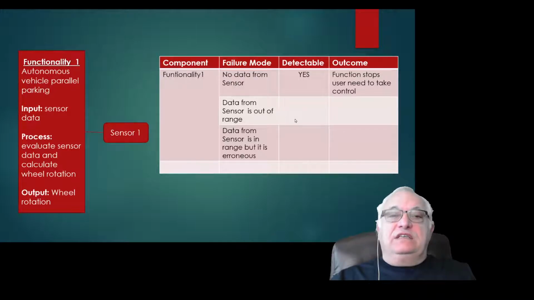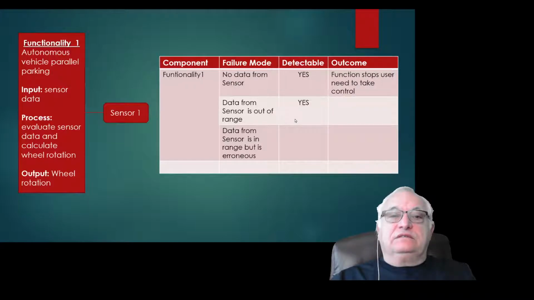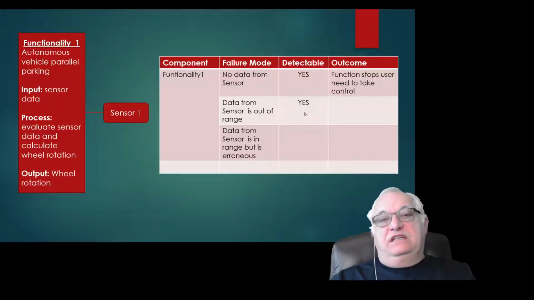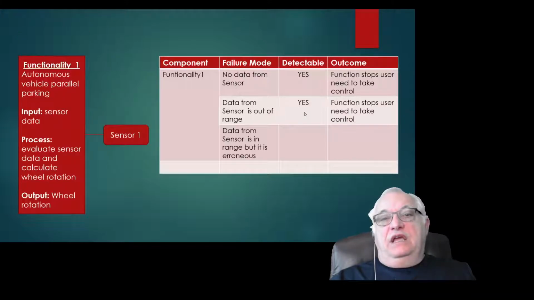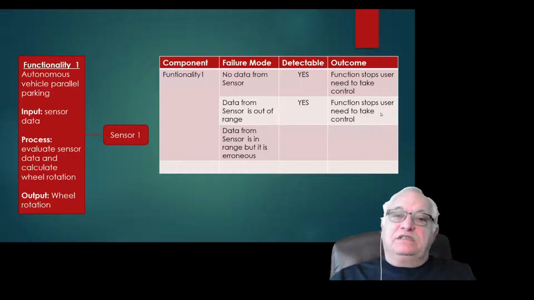So the second case, data from the sensor is out of range. Is it detectable? Yes, it's detectable. And the outcome will be same as before. You detect the problem, it's out of range, and you do the same thing as before.